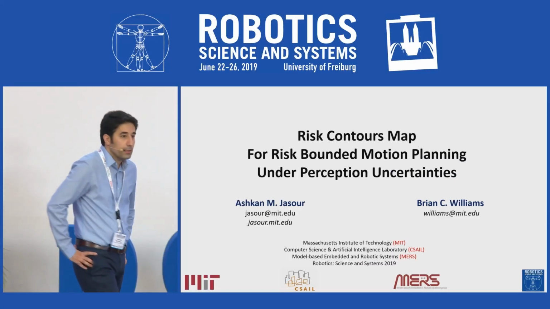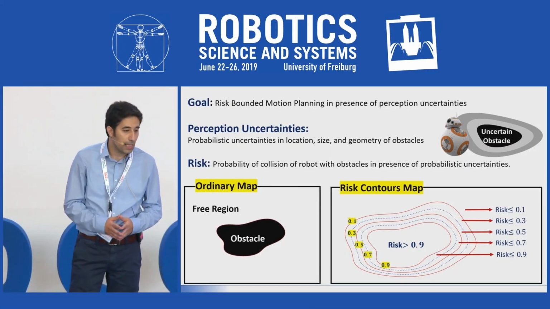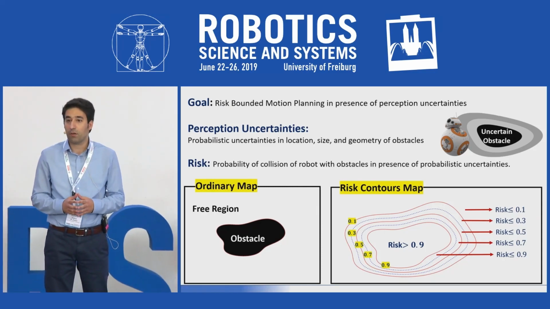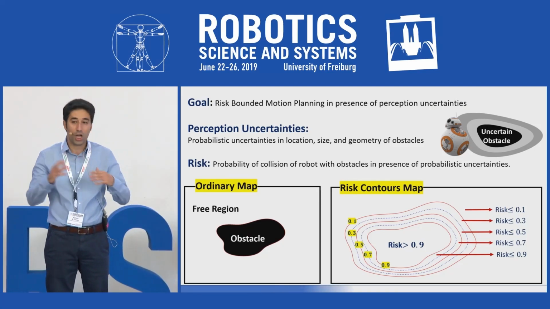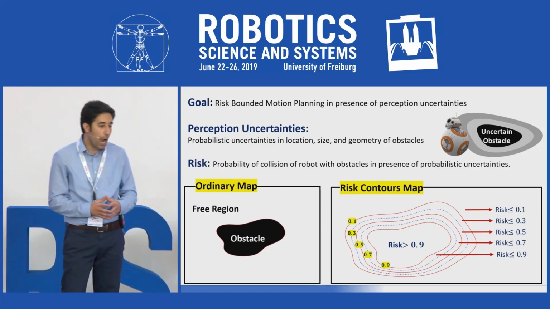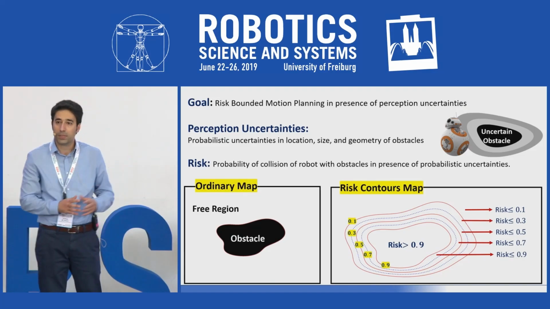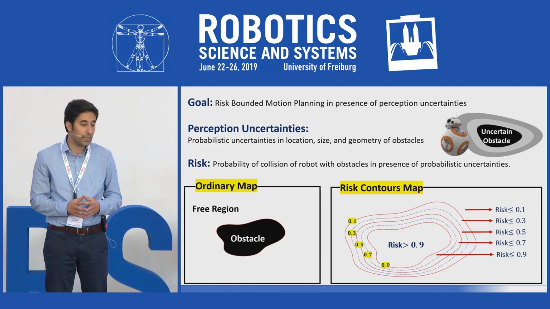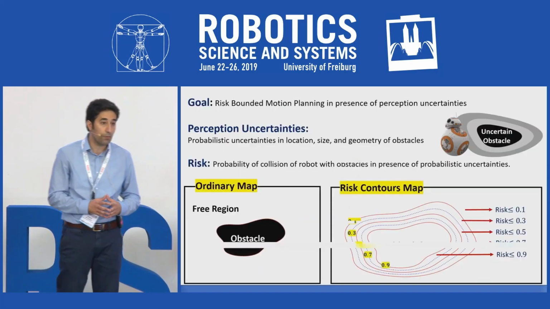Hello, everyone. In this work, we introduced risk contours map for risk-bounded planning under perception uncertainties. In this problem, we have probabilistic uncertainties in location, size, and geometry of obstacles, and we define risk as the probability of collision of the robot with such uncertain obstacles in the environment. Now, in such a framework, instead of working with an ordinary map that only shows free and obstacle regions, due to lack of precise information about obstacles, we construct a new map that we call the risk contours map. Such a map represents risk information of different regions in the environment.